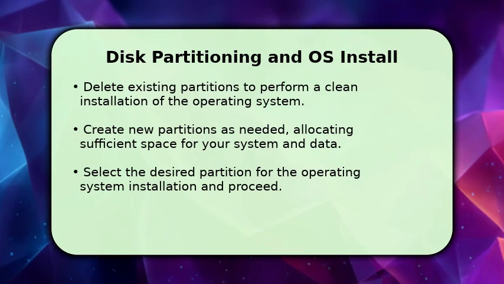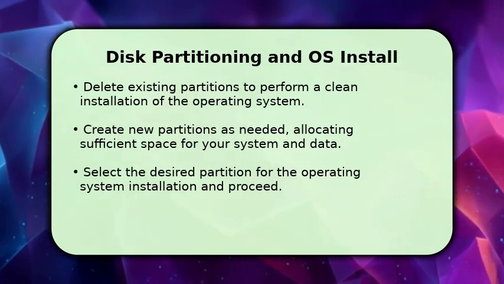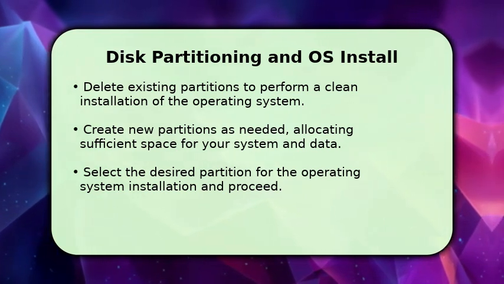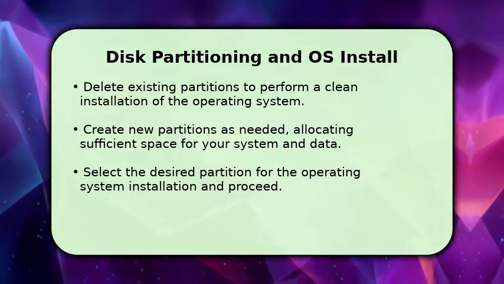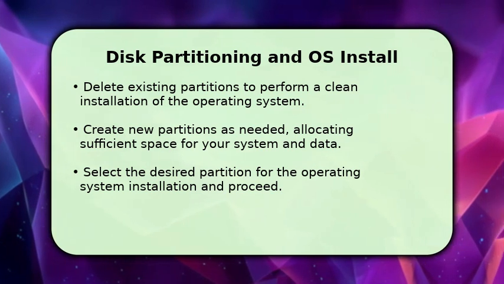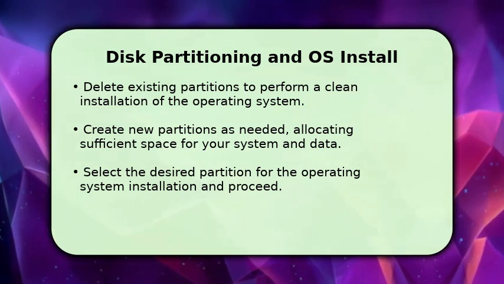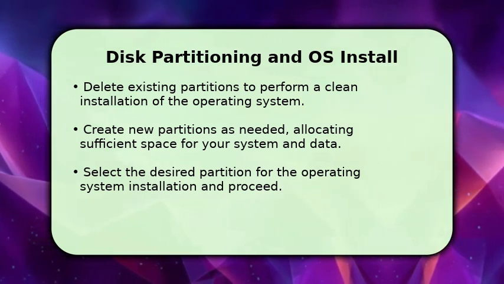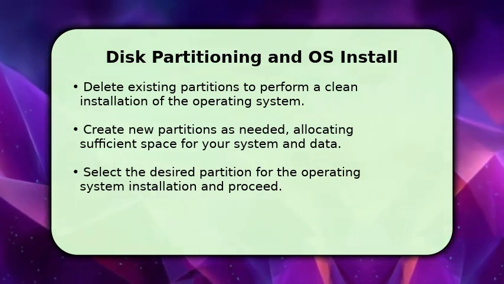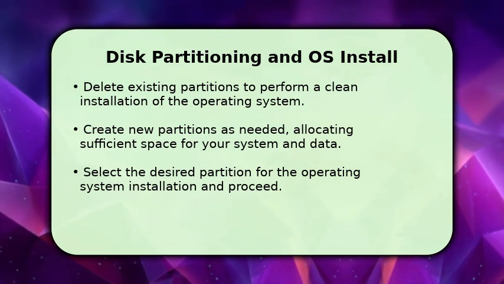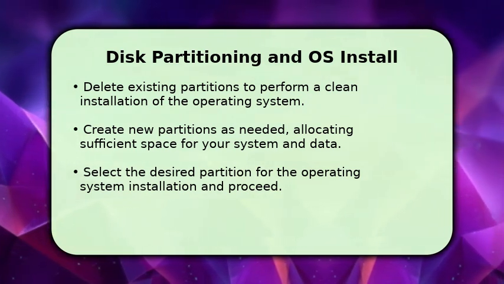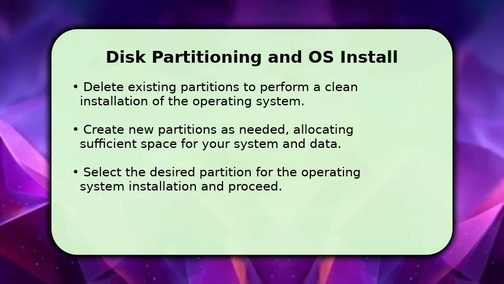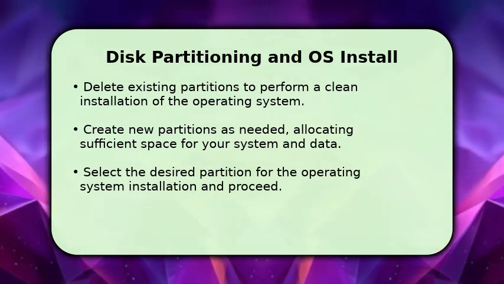With the installation media loaded, you will reach the disk partitioning stage. Here, you should delete all existing partitions to ensure a completely clean installation. Then, create new partitions as desired, typically one for the operating system and another for your personal data. Select the partition where you want to install the operating system and click Next. The installation process will then begin, usually taking between 20 and 40 minutes to complete.